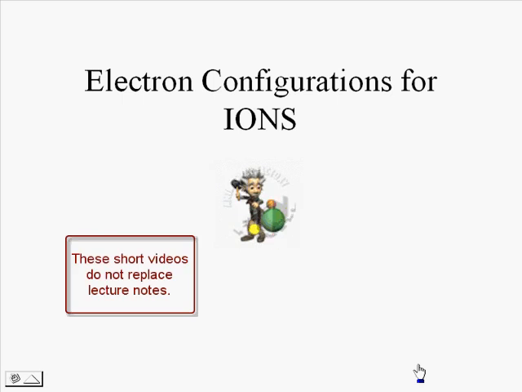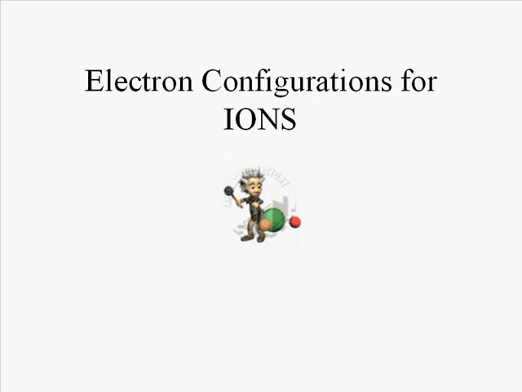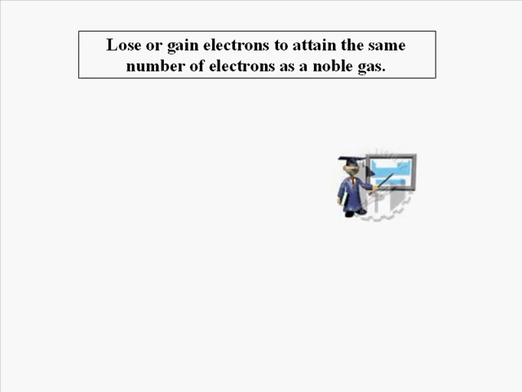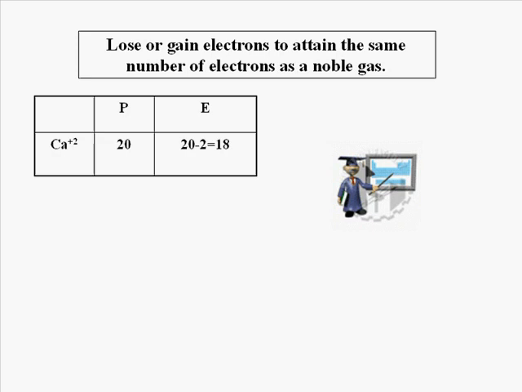Electron configurations for ions. You need to know how to write electron configurations for elements first before looking at this video. Let's just remind ourselves how ions are formed. Ions will either gain or lose electrons. The number that they gain or lose is tied into the fact that they want to mimic the noble gas. You'll need to be looking at your periodic table as I go through these problems so that you can use the periodic table as a cheat sheet on your next exam.